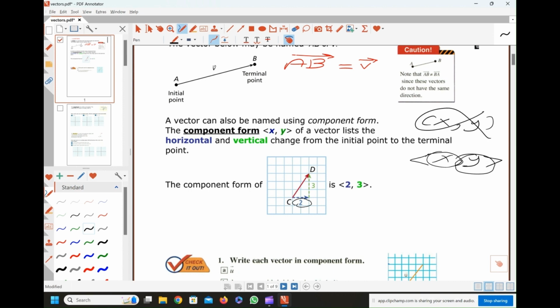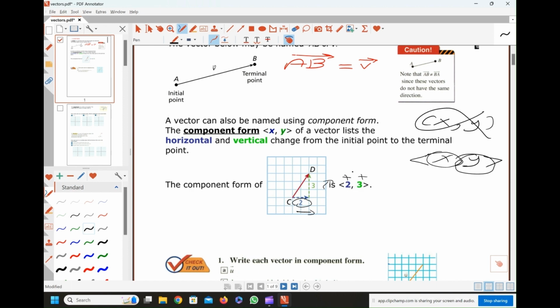If you are going right, the sign of the x coordinate is positive. If you are going up, the sign of the y coordinate is also positive. When you move left or down, the signs will be negative. This is how you know what signs you are using.